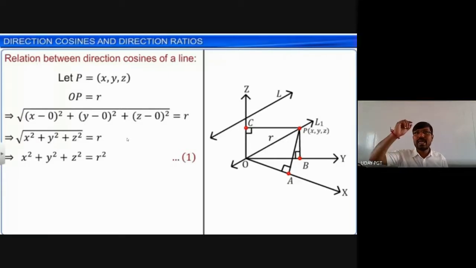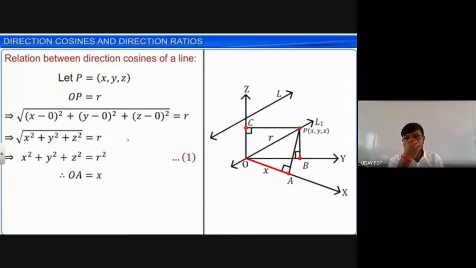So you take one point P in space. From this point, we drop perpendicular lines to the three different axes, the x-axis, y-axis and z-axis.